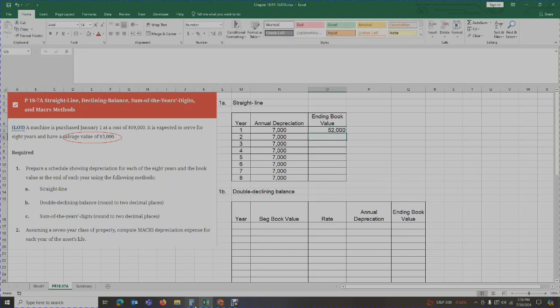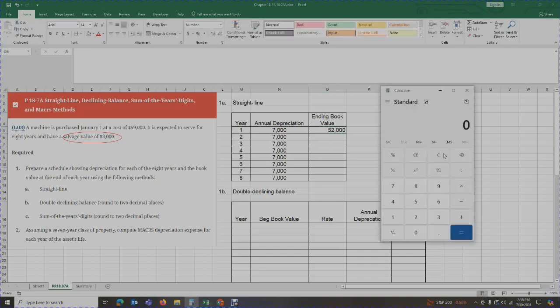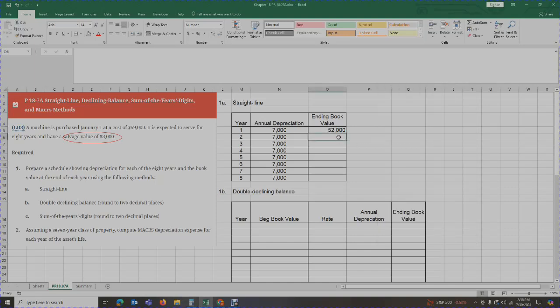Now for year 2, we're going to get the prior year's value of $52,000 and subtract the $7,000 from year 2. That's going to give me an ending book value of $45,000. So at the end of year 2, my asset is worth $45,000. This machine is now worth $45,000 in my books as of year 2.